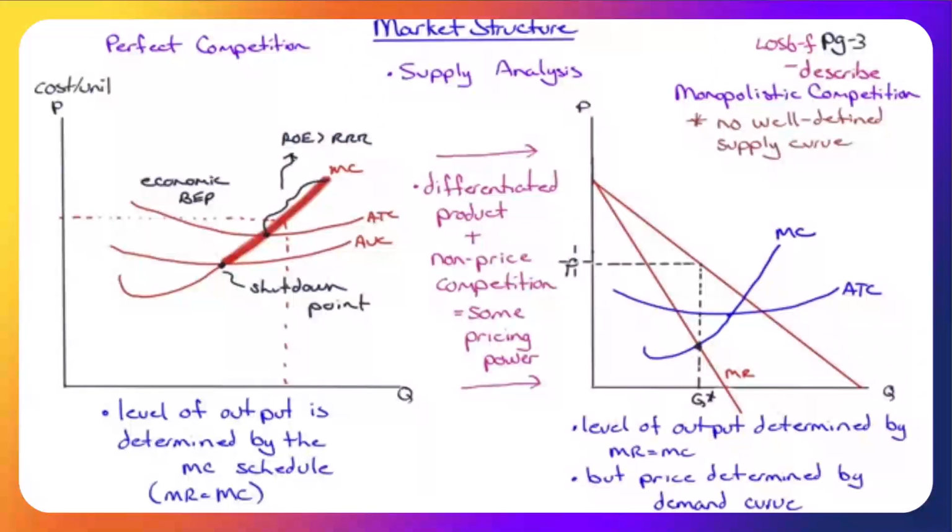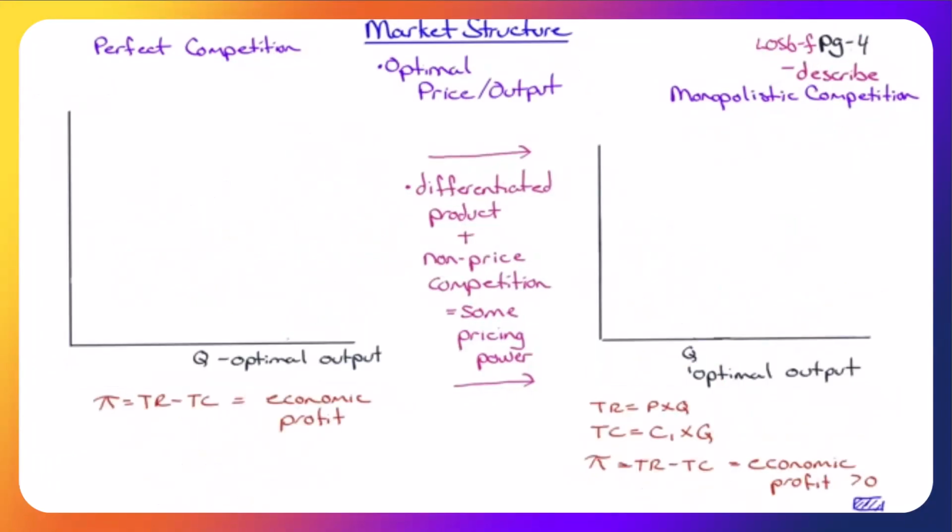Now to draw out our supply curve, we would then have to change our price and determine what quantity is associated with that and plot another point and just keep doing it for each price, and we would then draw out a supply curve. But just from the curves alone, there is no well-defined supply curve as we have in perfect competition. So the level of output is determined at the point where marginal revenue equals marginal cost, but price is determined by the demand curve. Well, let's move on and compare optimal price and output for both perfect competition and monopolistic competition.